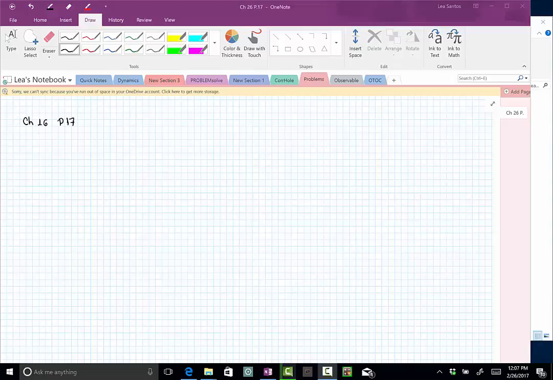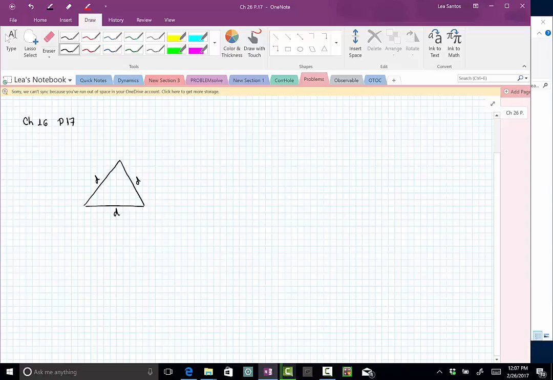Okay, so this is problem 17 from chapter 16 of Giancoli 6th edition. So now what we have is an equilateral triangle, and they give us the side of this triangle. So let's make a drawing of it. It's equilateral. The size of this triangle is given to us. It's a certain value d.